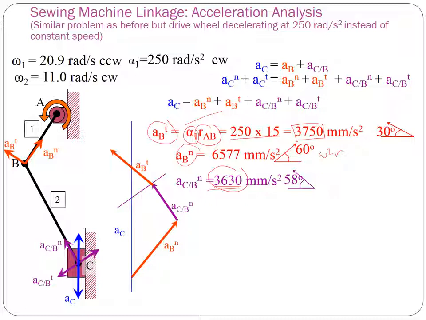So we can basically draw in the same fashion. I mean, we have ACBN, then ACBT, we just add on. Then we add the ACBT, the tangential component. Right? This is the new tangential component of this one.